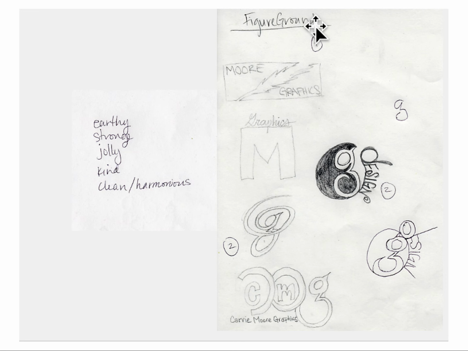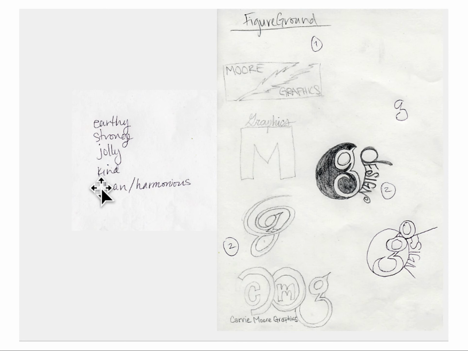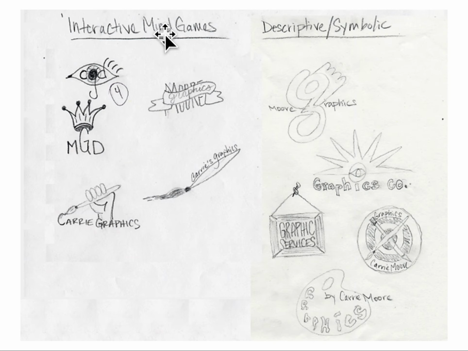They can be rough like this. Here's figure ground, in which the figure goes right through it. This kind of works for figure ground. Here is, oh, also remember your adjectives. Interactive mind games, otherwise called double meaning. Here's a good example right here. It's a hand drawing the name itself. Descriptive or symbolic, seeing things bright, right on target, art and art.